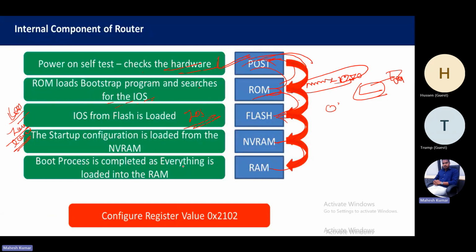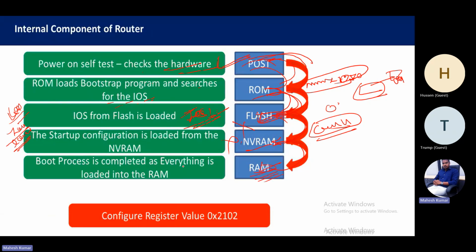Before booting from the flash, once the ROM has found the iOS, it does not boot directly. The iOS will check the NVRAM to see whether any saved configuration is available or not. If it finds configuration files, it will load them together with the iOS. If it does not find any, then it will simply run like a fresh device. It will again come to the RAM.